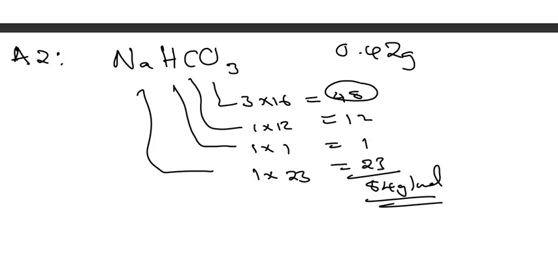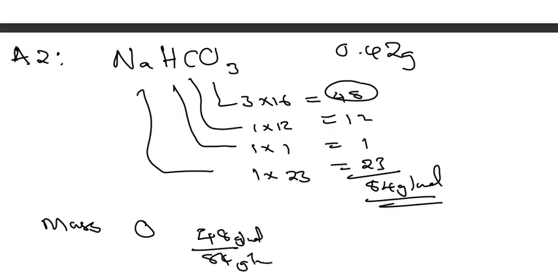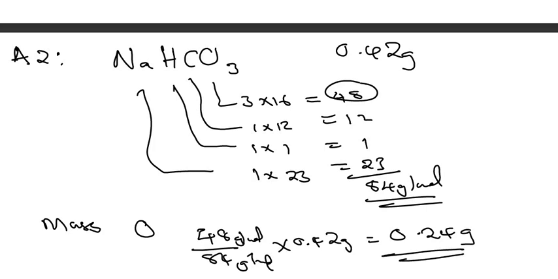oxygen. So instead of getting the percentage, I'll just go direct. The mass of oxygen, how much oxygen is contributing, is just 48 over the whole 84. This is grams per mole, this is also grams per mole. We multiply it by 0.42. So that's 48 divided by 84, then multiply the answer by 0.42. So I'm getting 0.24. This is the mass of oxygen in the sample.